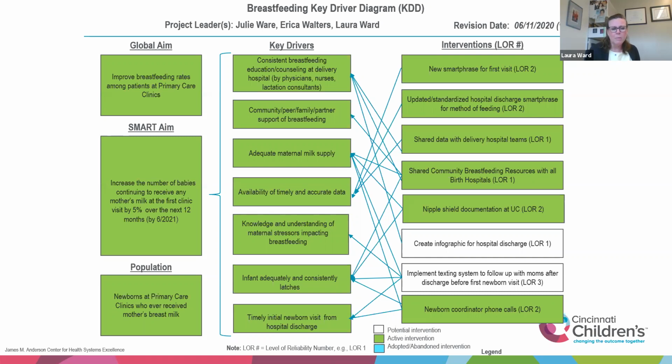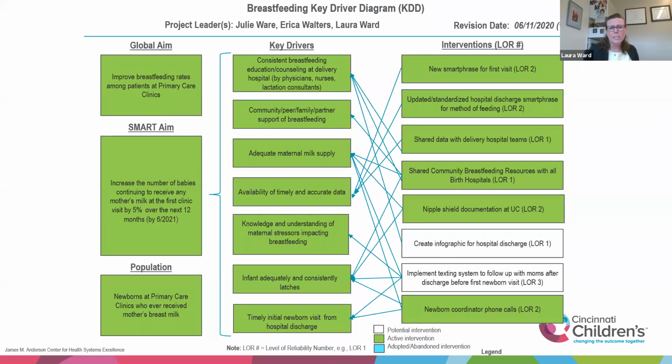The middle column is our key drivers. These are the leading factors that we think impact our outcome. The key driver is the what, while the interventions are the how. And traditionally, we describe our key drivers in the affirmative. So the key drivers for our project, what factors we think impact our outcome of increasing the number of babies continuing to breastfeed after discharge at their first newborn visit.